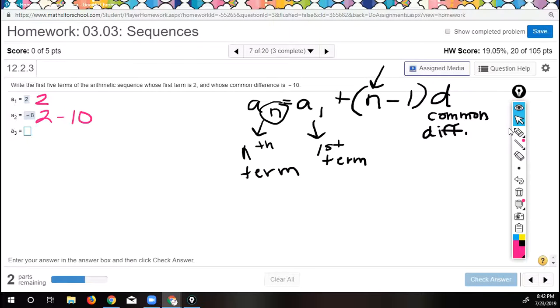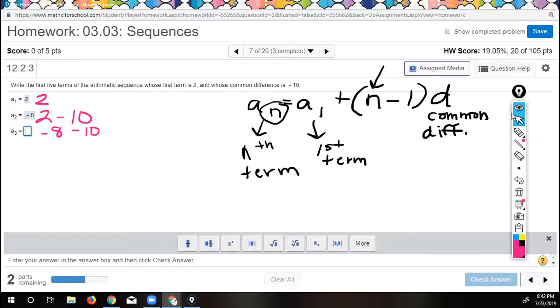Now I'm going to go 2 minus 10 minus 10. I'm going to minus another 10. Or, since the previous term was negative 8, I'm just going to go negative 8 minus 10. And that gives me negative 18.